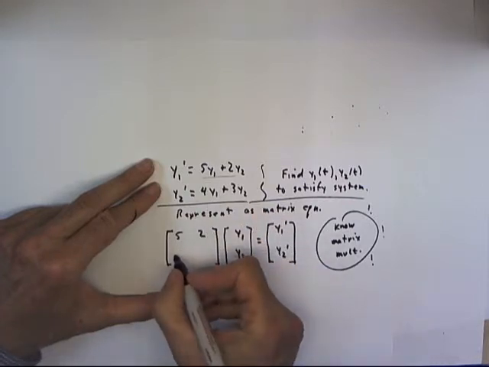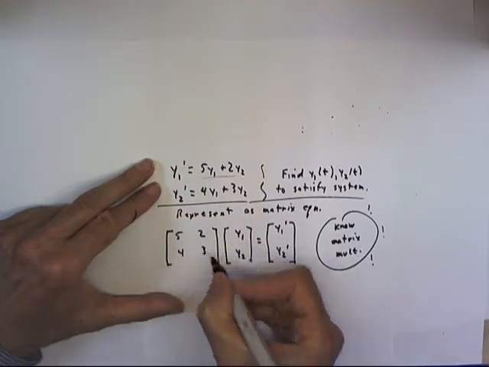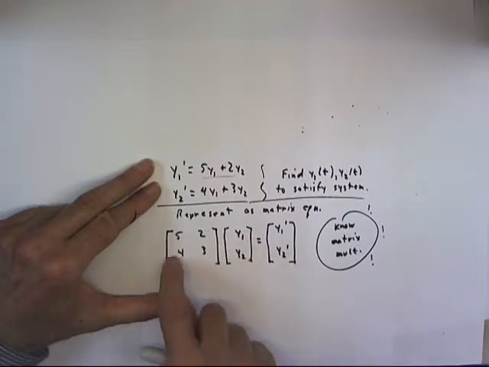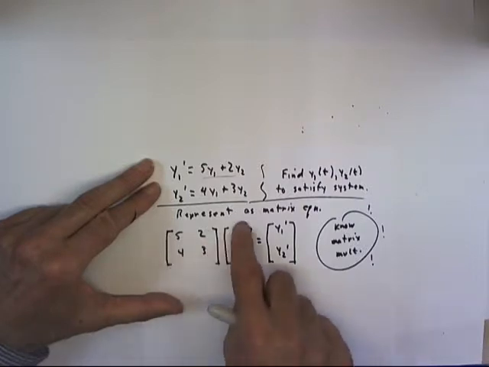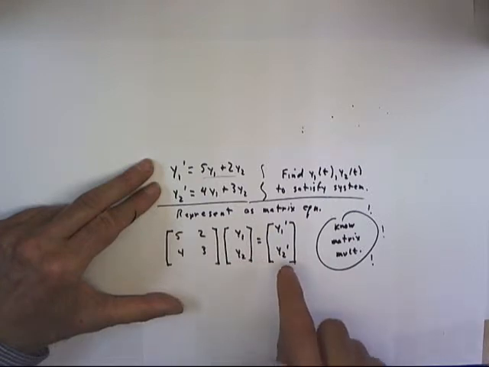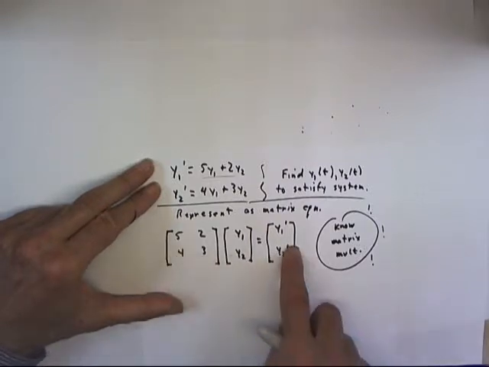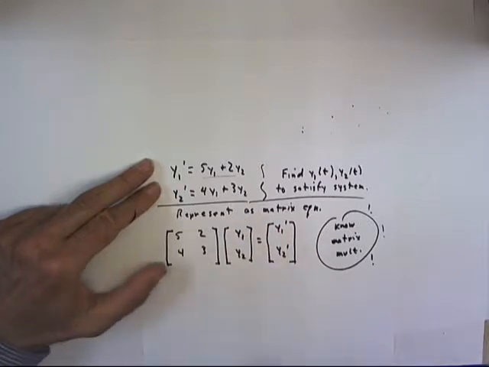Second equation we can write very similarly, 4, 3. 4 times y1 plus 3 times y2. It's the second row times the column is going to equal the second row of this matrix. So this matrix product represents our matrix equation.